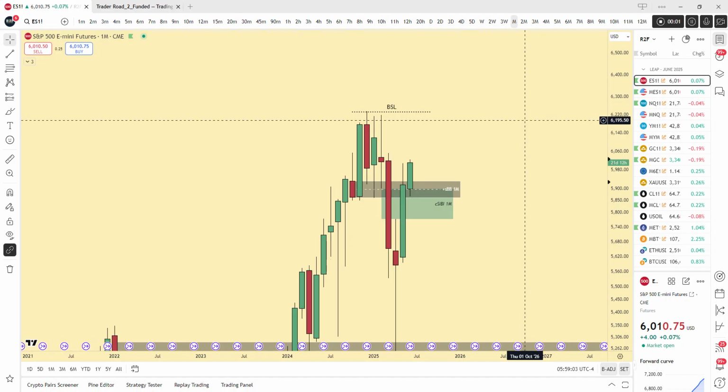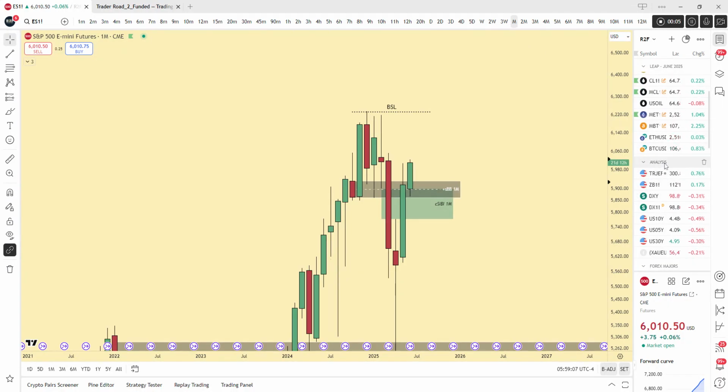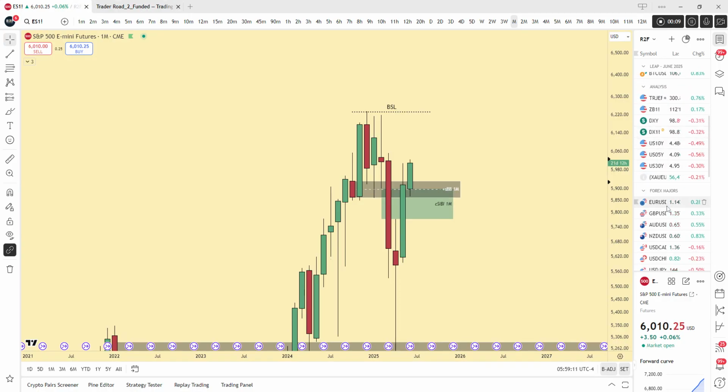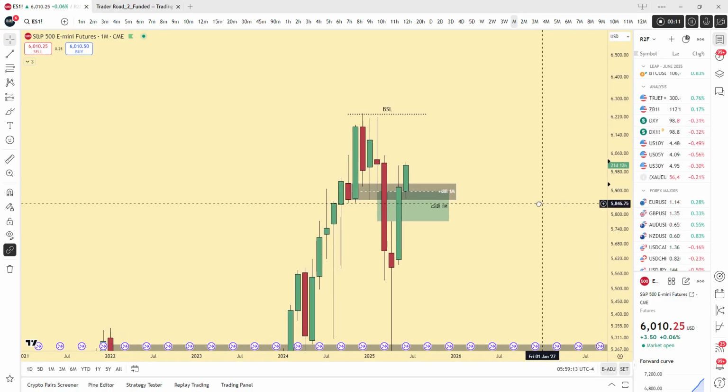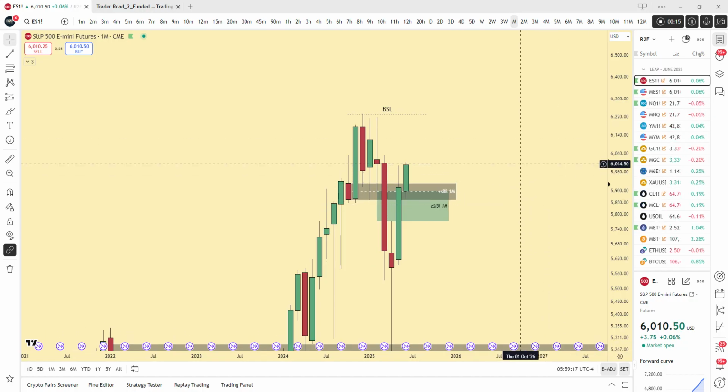Okay, let's do some analysis on the leap pairs, and then we'll do the dollar index and a couple of forex pairs maybe. So I'll just try and make it quick, not too long, because analysis shouldn't be complicated, right? You do your higher time frame analysis. If there's something there, then great. If not, then yeah, sometimes you do have to wait a little bit.